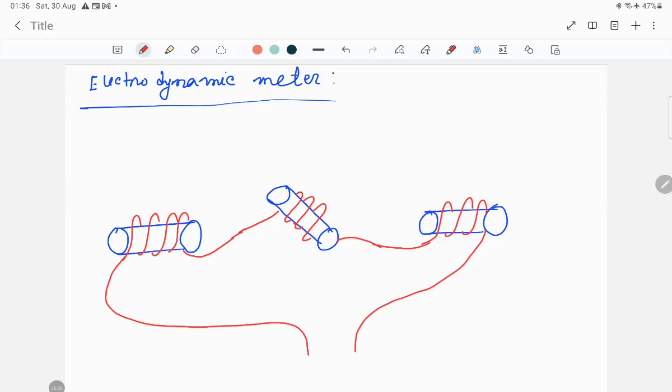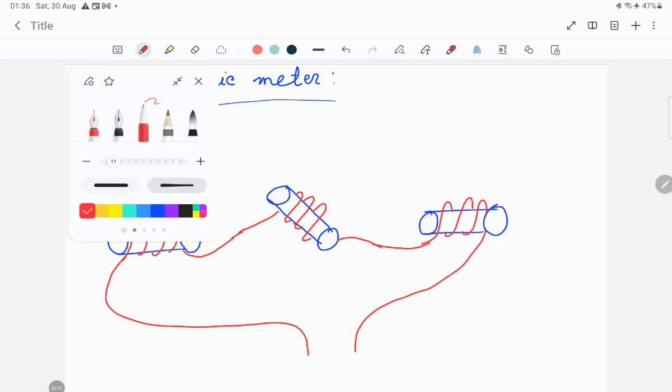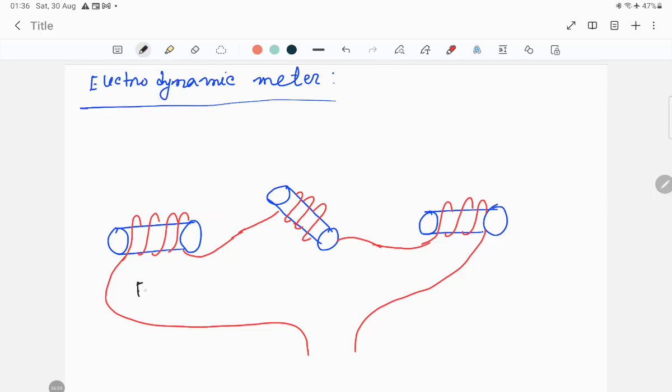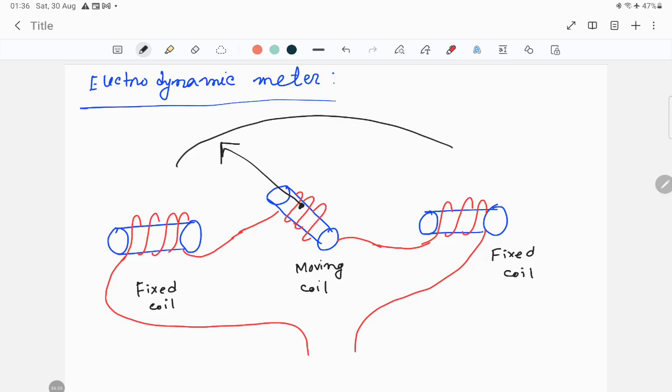Okay, so this is the orientation. This is called the fixed coil. This is called another fixed coil, and this one is called the moving coil. And with this moving coil, a pointer is connected. So a pointer is connected, and there will be the scales.